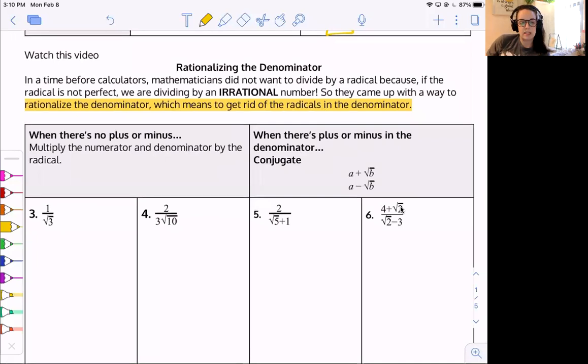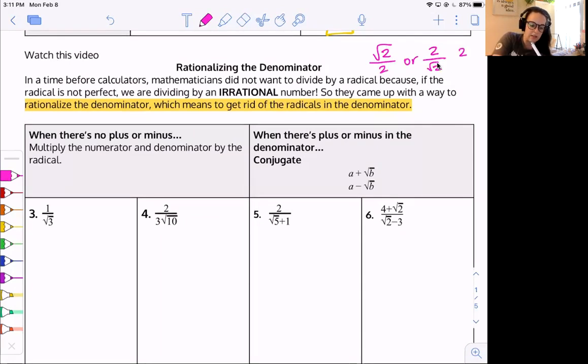The real idea, the reason that we rationalize the denominator is that in a time before calculators, mathematicians didn't want to divide by a radical because it's super hard. So imagine this idea. If I could divide square root of 2 divided by 2, or I could do 2 divided by square root of 2. It's much easier to divide something by a whole number than it is to divide by a fraction.